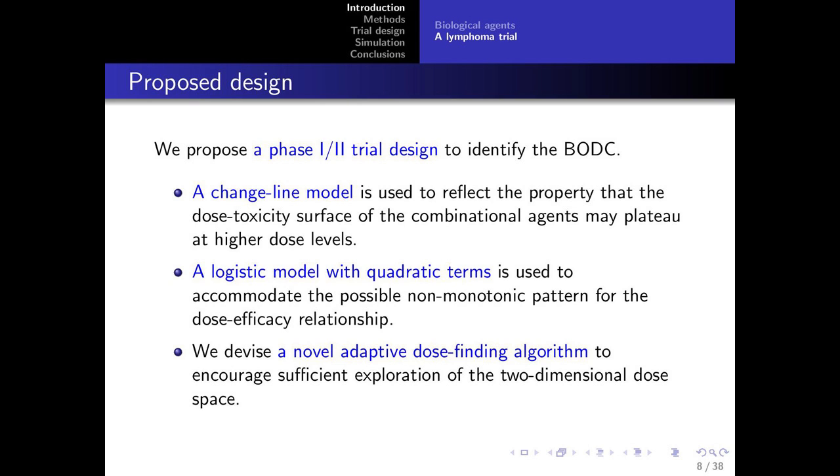Because we find this is different from one-dimensional dose finding, and because we have two agents, it's very easy to get stuck in some local optimum. So it's very important to have an adaptive dose-finding algorithm to encourage you to explore the dose space.